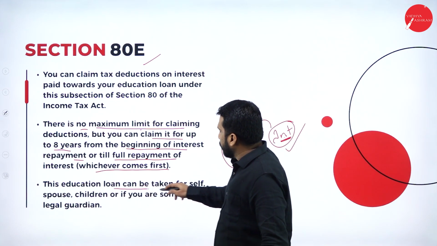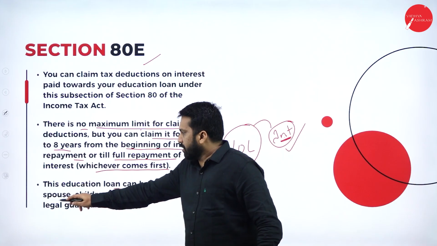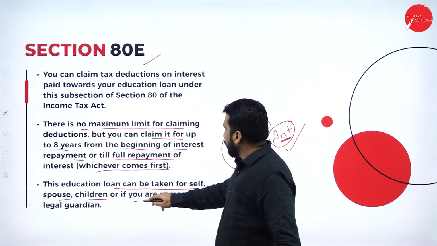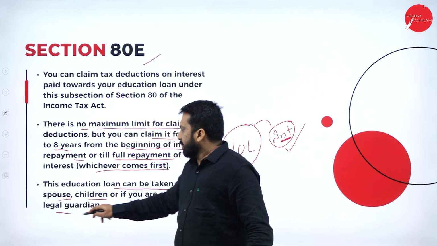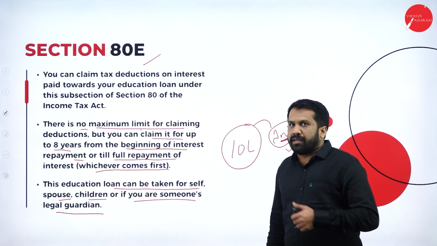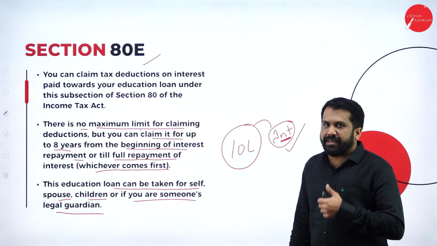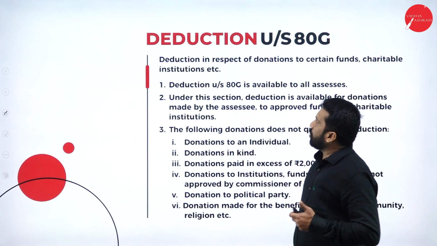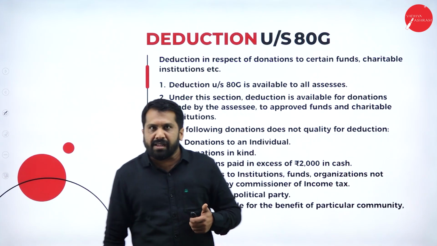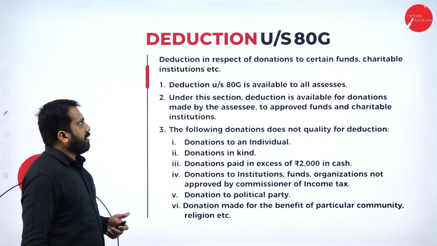The education loan can be taken for self, spouse, children, or if you're someone's legal guardian. Hope you're clear. This is all about your 80E. Easy topic. Once you're done with 80E, I'll go to the next one, 80G.